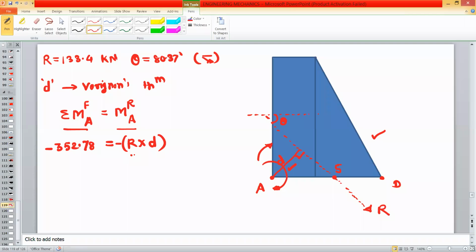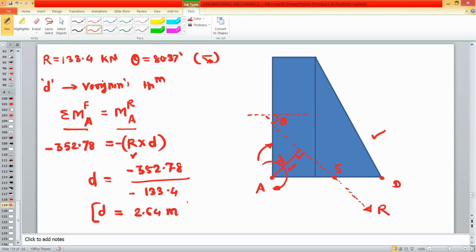We know the value of the resultant. So the D distance is equal to minus 352.78 divided by minus, the resultant value, which is 133.4. So we will get the value, so D distance is 2.64 meter. This is not the final answer. It is just a perpendicular distance with respect to point A.